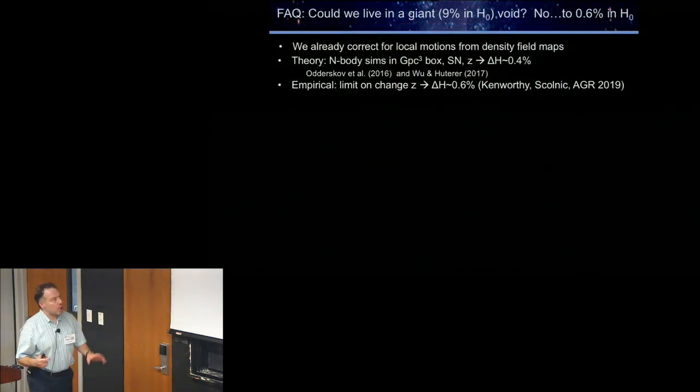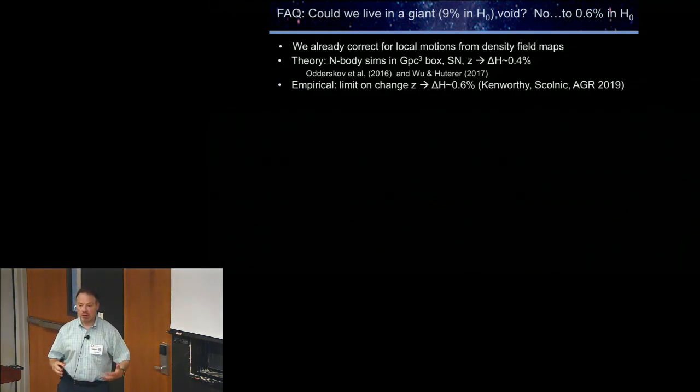Okay, a question I'm asked all the time: do we live in a giant void that explains this? And the answer is no. Now, we're talking, it has to be about 9% in the Hubble constant. Now, we have 2 ways that we could say it can't be more, that the uncertainty in the local voidiness is about 0.6 or 0.4%.